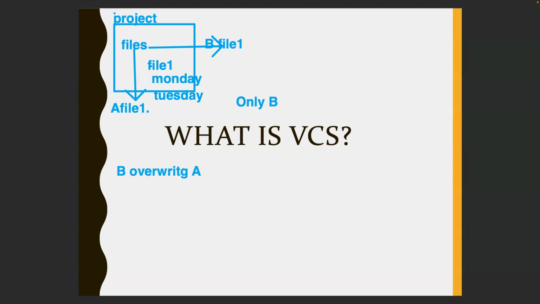If this happens with two members, imagine a team of 5 people. If they are not using any version control system, and this is how they work with the files, obviously one person's changes will overwrite the other person's changes. Am I correct? Yes. So we need a system which can take care of this, which can allow multiple people to work on the same file simultaneously without overwriting. How is that possible? That's where we need a version control system.